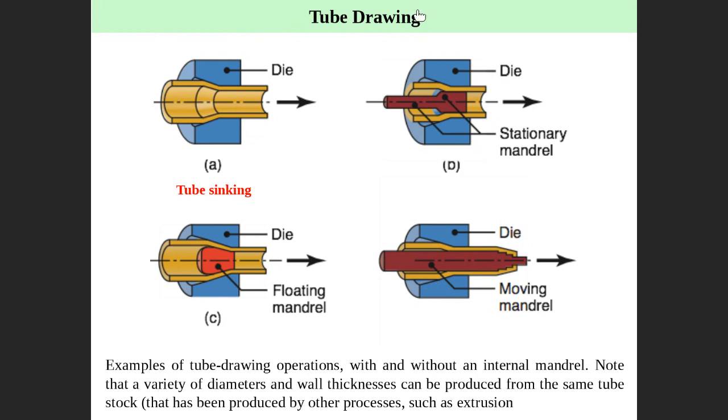Stationary means fixed. We put the mandrel here and pull the tube, and then it can maintain the dimensions. This is floating. Floating means not fixed. The friction inside will bring this one to the correct position. This one we call a moving mandrel. We pull it together with the tube, through the die. We pull both together, moving together. We call it a moving mandrel.